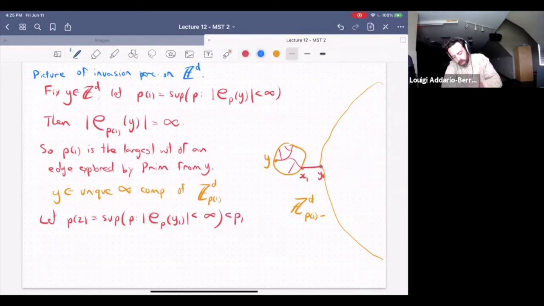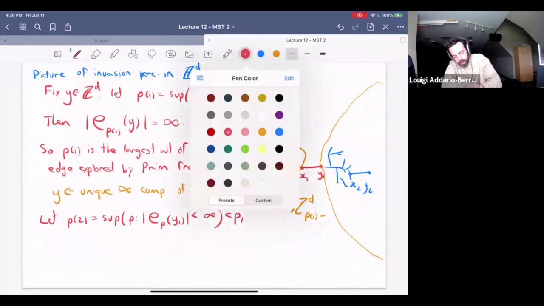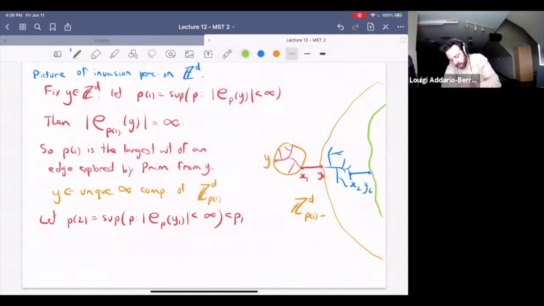And so if we do Prim's algorithm starting from y1, which is really what Prim's algorithm starting from y does after it gets to y1, it explores over here, it crosses this edge, and then it starts exploring, right? Then it's going to explore some finite region of edges of weight less than P2. And then at some point it'll be forced to add an edge of weight exactly P2. We could call that x2, y2. And then it'll find itself in an infinite connected component of the percolated graph at parameter P2.